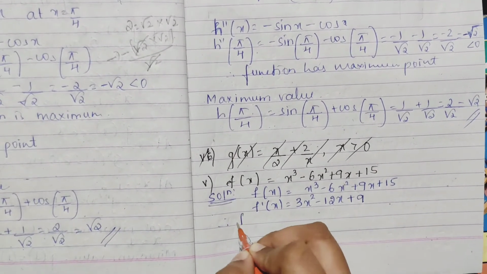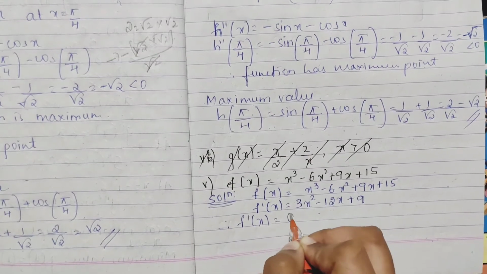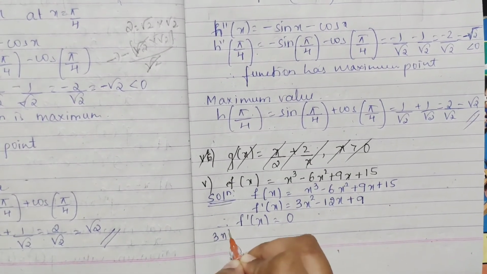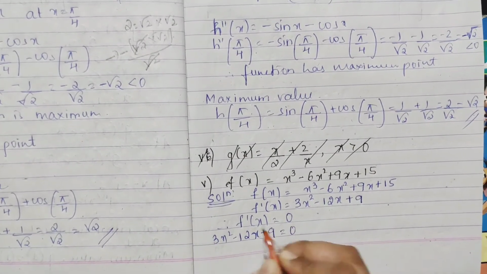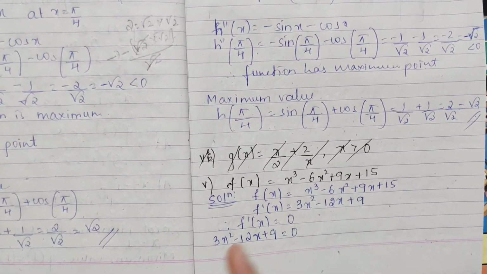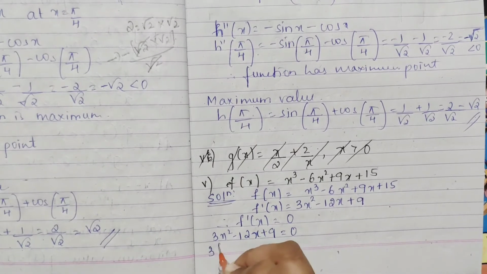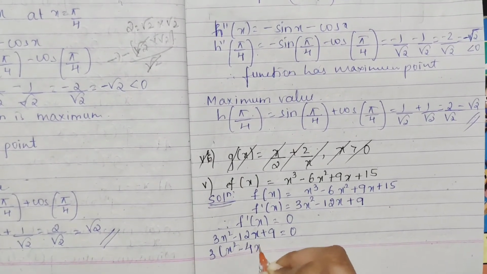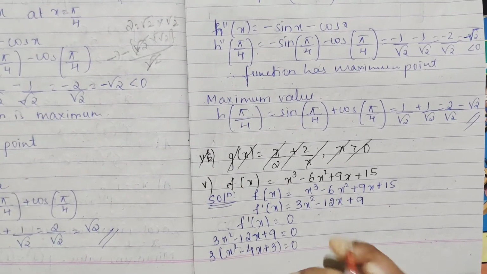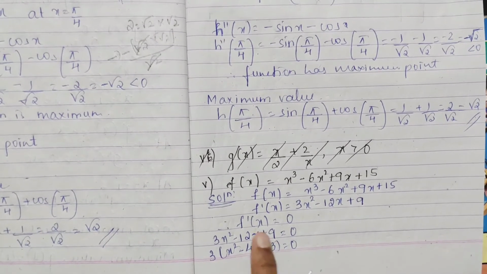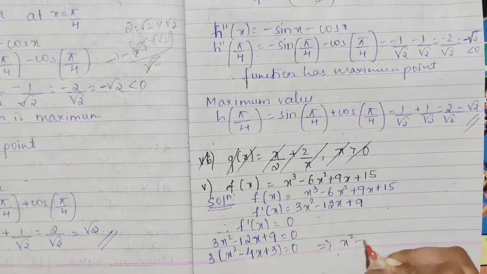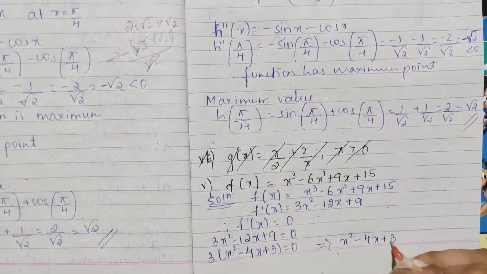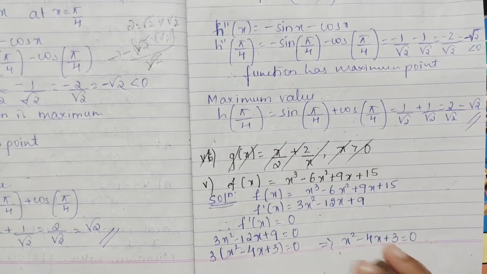So now what you have to do is equate f dash of x to 0. So 3x square minus 12x plus 9 equals 0. So this is your quadratic equation. If you want, I can take 3 common, so I'll be left with x square minus 4x plus 3 equal to 0. 3 cannot be equal to 0, so only x square minus 4x plus 3 equals 0.